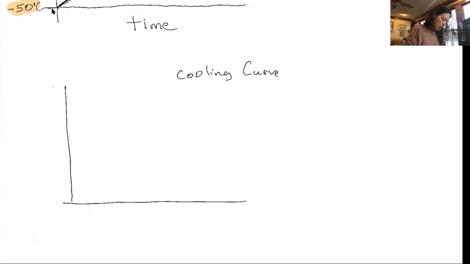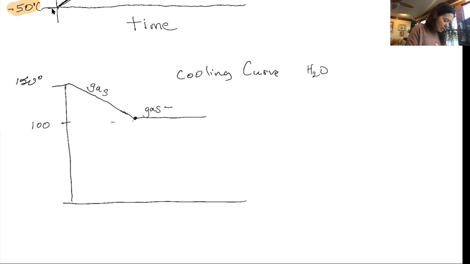So let's say we start at 150 degrees Celsius. We're going to cool the gas down, right? Once that gas gets to a particular temperature, let's say this is for H2O, those molecules will start to form attractive relationships with each other, right? And we'll see that gas begin to condense and turn into a liquid. You can see that in your head, right?